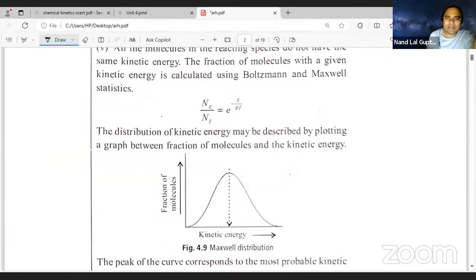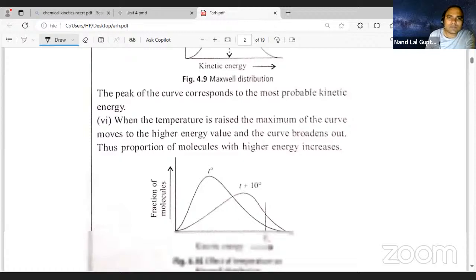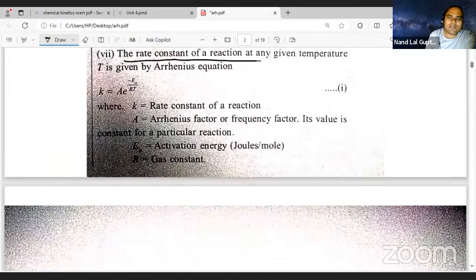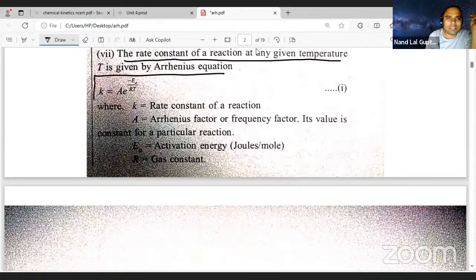Directly you come back to this one. Here, the rate constant of a reaction at any given temperature T is given by the Arrhenius equation. And this equation is k is equal to A e to the power minus Ea upon RT.